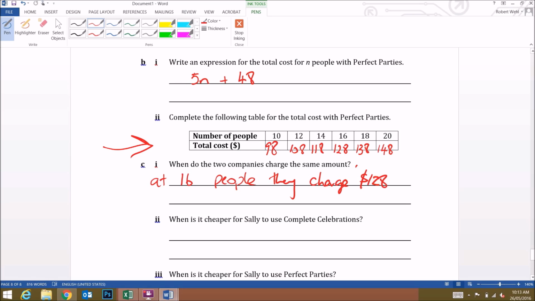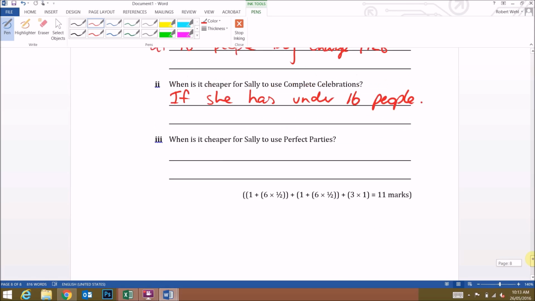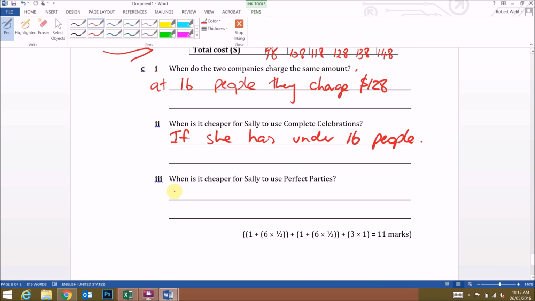When is it cheaper for Sally to use Complete Celebrations? Well, if she has under 16 people, it is cheaper. When is it cheaper for Sally to use Perfect Parties? As soon as she goes over 16 guests. All right, and that's your answer.